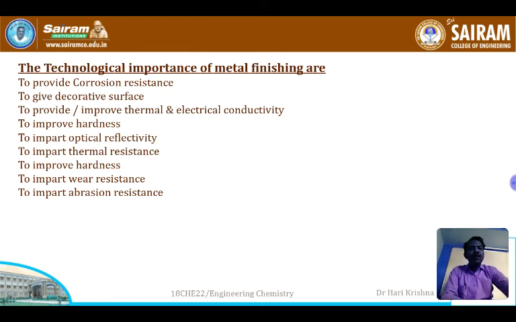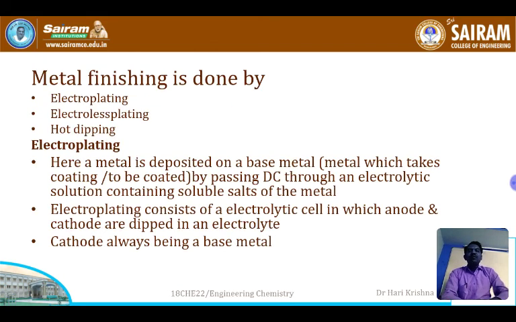Now let us see how this metal finishing is carried out. Metal finishing is mainly done by electroplating, electroless plating, or hot dipping. So what is hot dipping? In our previous session we have discussed galvanization, which is depositing zinc on the surface of iron or steel. We take the base metal and dip it in molten zinc. So dipping any base metal in any molten material is called hot dipping.